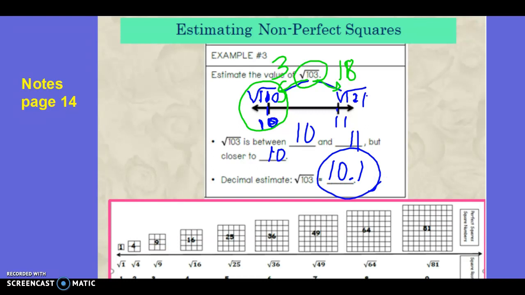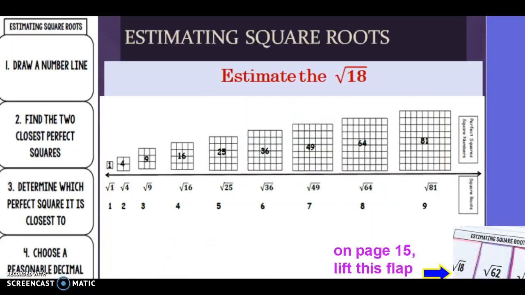Now let's try some problems that you glued down with that orange slip of paper on page 15 of your notes. So on page 15 of your notes, if you lift up this flap right here, you can take notes on how to estimate the square root of 18. I'm going to show you how you can use this number line with all these squares in it to help you with that. So we're going to look at the square root of 18.